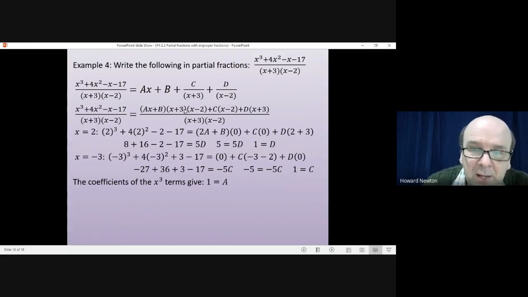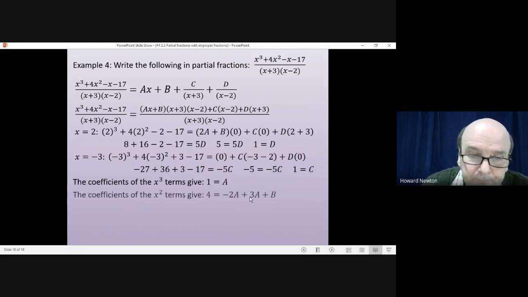Now I've got 3 brackets being multiplied together here, but you don't need to multiply them out. To get an x cubed term, I'd have to take ax from the first bracket, x from the second bracket, x from the third bracket. That's the only way I can get an x cubed term. And if I multiply those 3 together, I'll get ax cubed. All the other terms will be a lower order, which means the coefficient of x cubed is a on the right-hand side, which immediately gives me a equals 1.